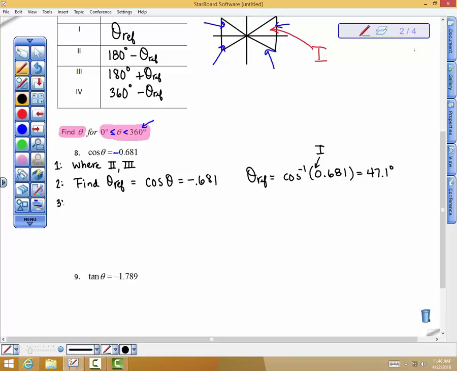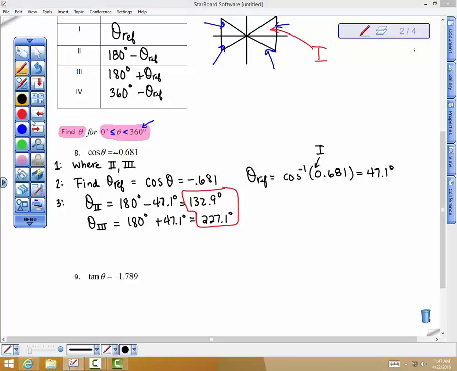Final step, step number 3. To find an angle in the second and the third quadrants, we go up here to our table that we developed by this bow tie idea. Theta in the second quadrant would be found by taking 180 degrees and subtracting the reference angle of 47.1, and that would be a 132.9 degree angle. An angle in the third quadrant is always found by taking 180 degrees and adding the reference angle of 47.1, and you'd get a 227.1 degree angle. These are my two answers for this problem.